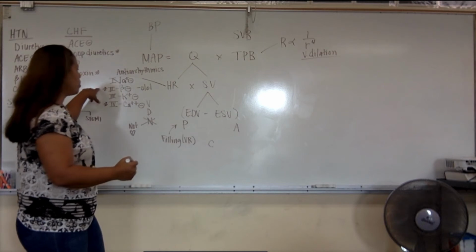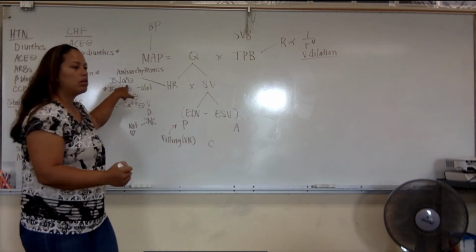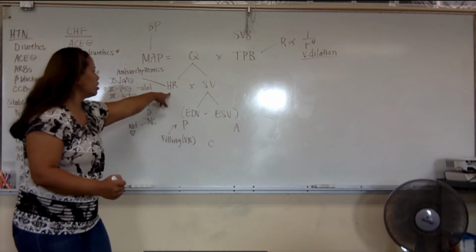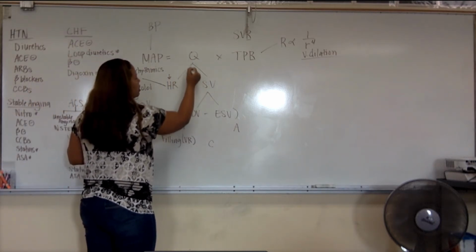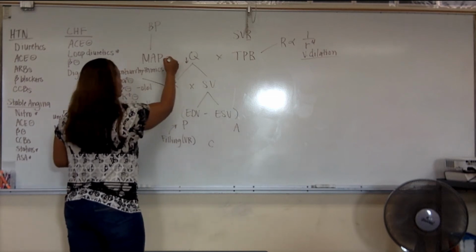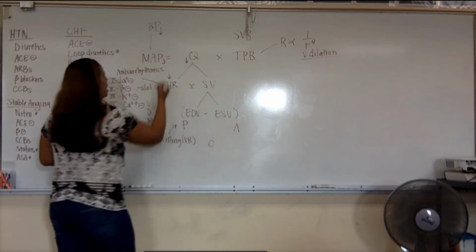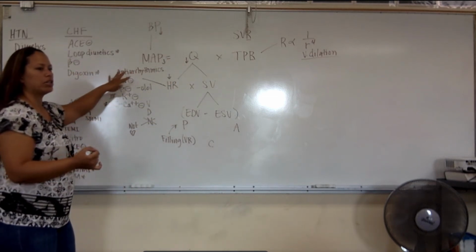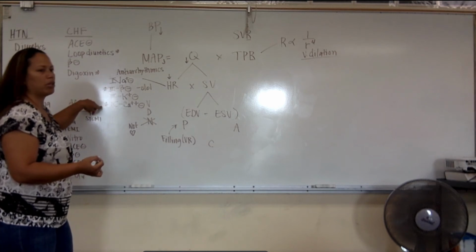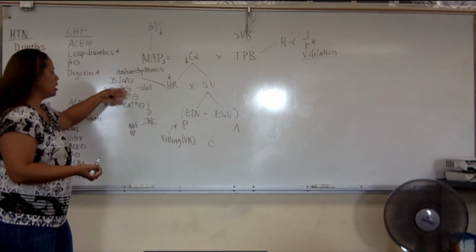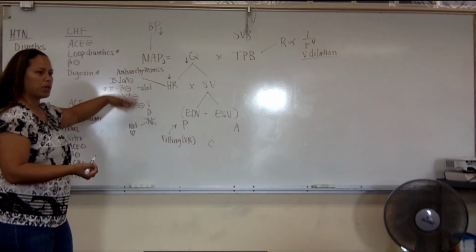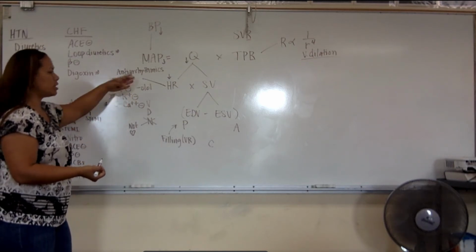So high blood pressure, if I block heart rate, it slows down. If I slow heart rate, what happens to cardiac output? Goes down. Mean arterial pressure goes down. Blood pressure goes down. And that's how blood pressure regulators like beta blockers and calcium channel blockers work. Beta blockers block beta receptors in the heart. Calcium channel blockers just block the calcium channels that would stimulate the heart.